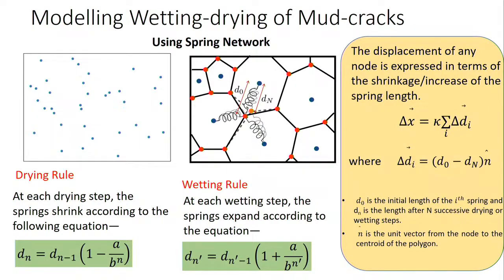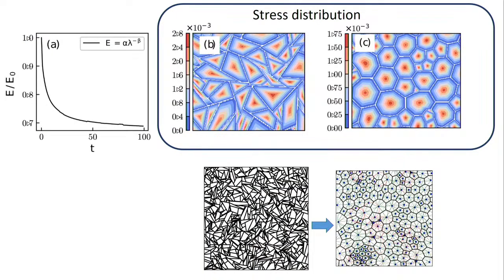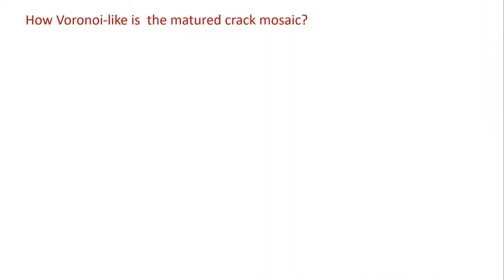And the amount was calculated and all that, so this is not important. And we again found that the energy decreases with time. And not only that, before we started the wetting drying cycles, they looked like this, and the stress distribution was like this. After repeated wetting drying, they took this Voronoi shape and the stress distribution became like this. So this is what I wanted to tell you.